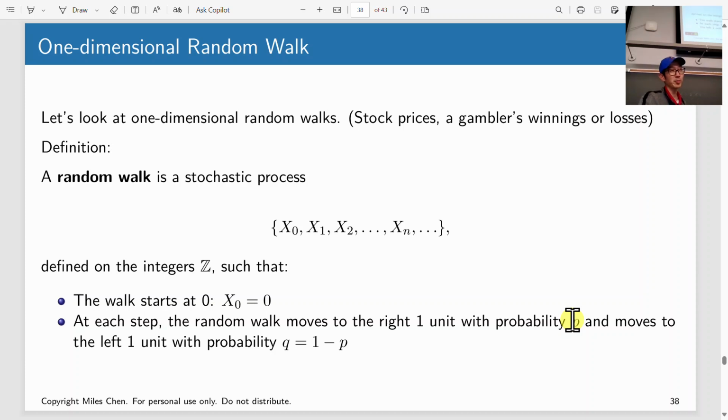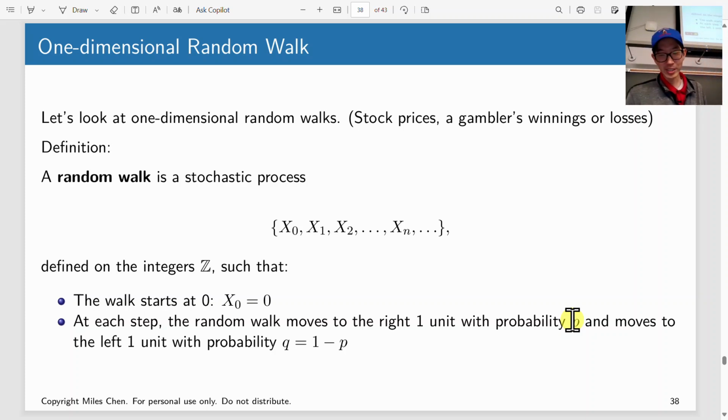So you could imagine flipping a coin. If it's heads, you go to the right. If it's tails, you go to the left. And maybe your coin is not a fair coin, and so maybe it has a bias towards moving to the right, or maybe it has a bias towards moving to the left, or whatever, right? If you don't want to think of a coin, you can think of some kind of thing where you're spinning an arrow.